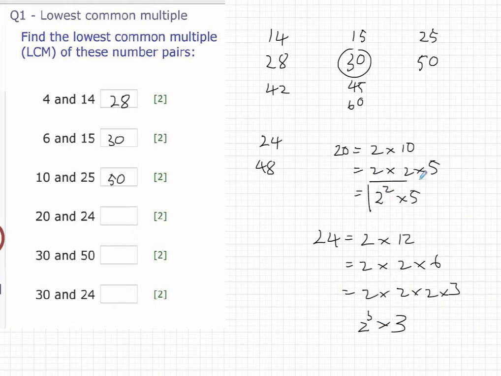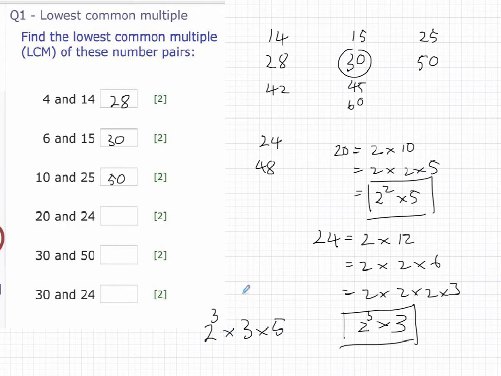Now we want the lowest common multiple. Now that contains, how I describe it, the best of everything. So as far as the 2 goes, it will be 2 to the power 3. As far as the 3's go, it will be a 3. And as far as the 5 goes, it will be a 5. Now 2 cubed is 2 times 2 times 2, which is 8. So it's 8 times 3 times 5. 5 eights are 40, so it's 120. So that's 120. 30 and 50.